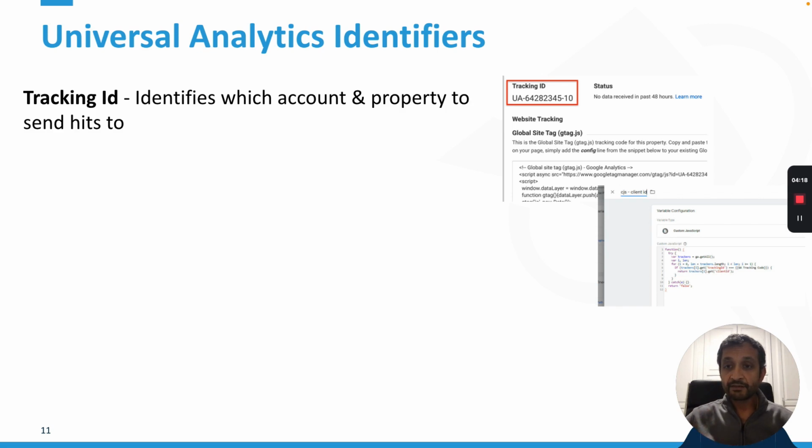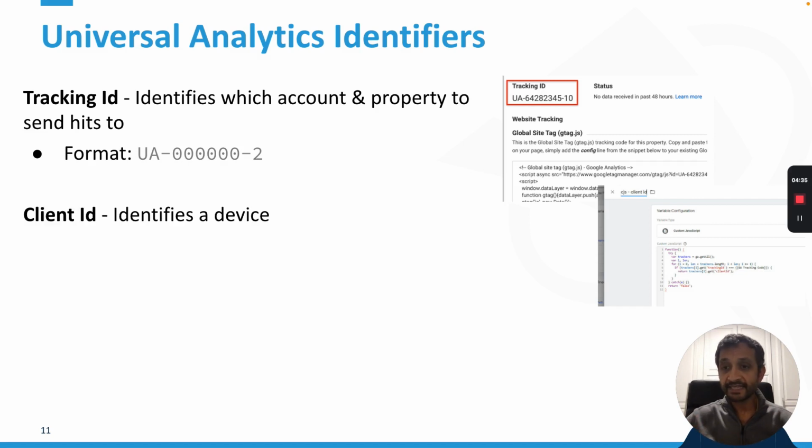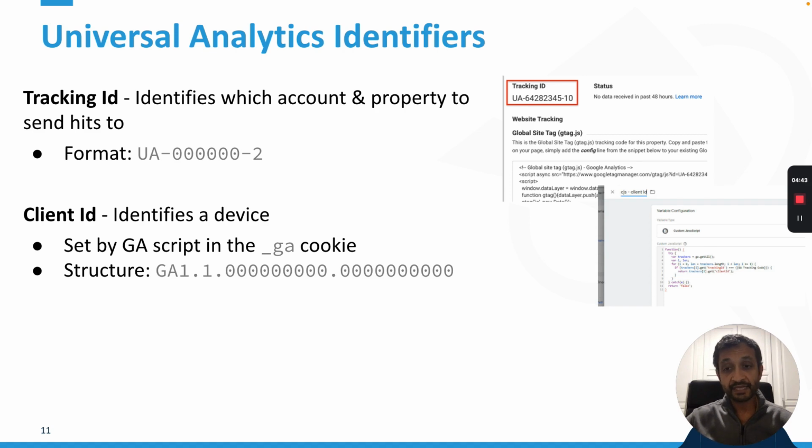First off, Universal Analytics has a tracking ID. This identifies the account and property that you're going to be sending hits to. If you log into the Google Analytics interface, you'll be able to see that tracking ID. You can also retrieve it using JavaScript from the browser. The second identifier that we care about is the client ID. This identifies a device or browser. This is automatically set by the Google Analytics script and persisted in a cookie on the browser and has a predefined structure as well.